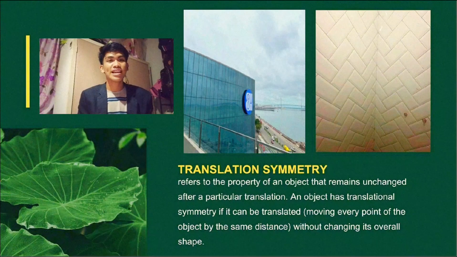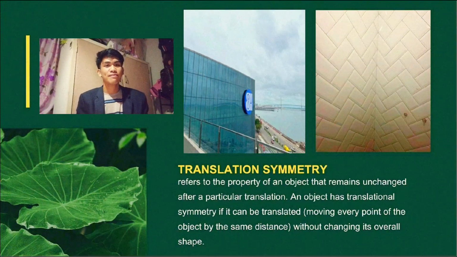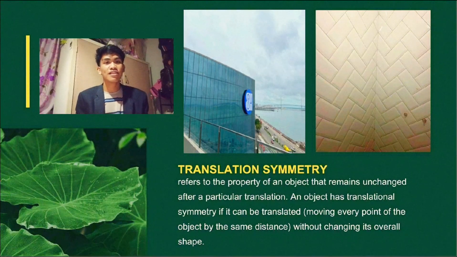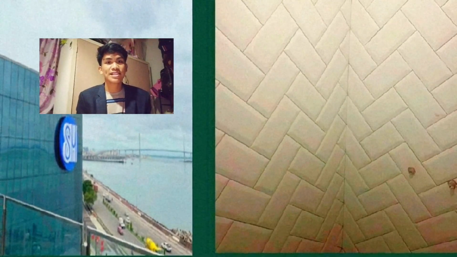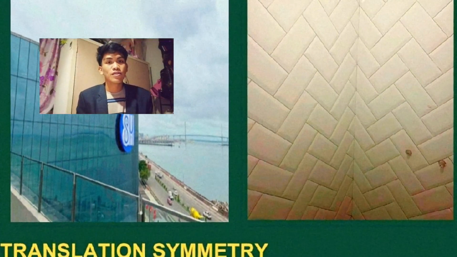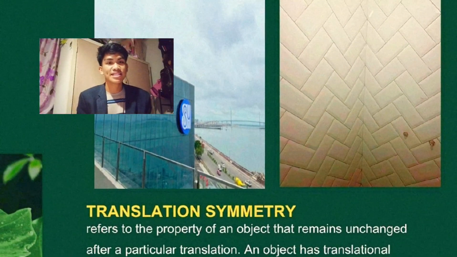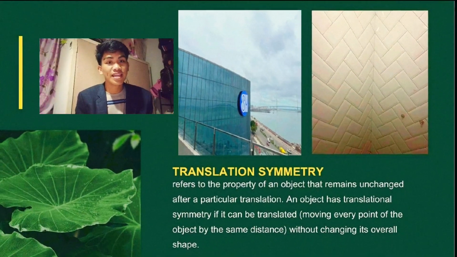The image shows a tiled wall arranged in a herringbone pattern. This pattern exhibits translational symmetry. Here's why. First, its repeating unit. The basic repeating unit is a pair of rectangular tiles forming a V shape. Next is the translation. This V-shaped unit is repeatedly translated, or shifted, both horizontally and vertically across the wall. If a V is moved a certain distance, it would perfectly overlap with other identical V shapes throughout the wall.